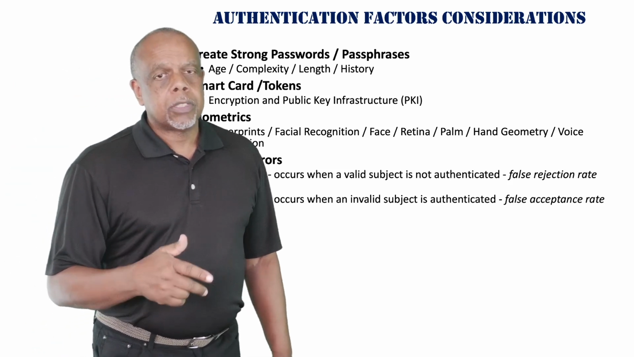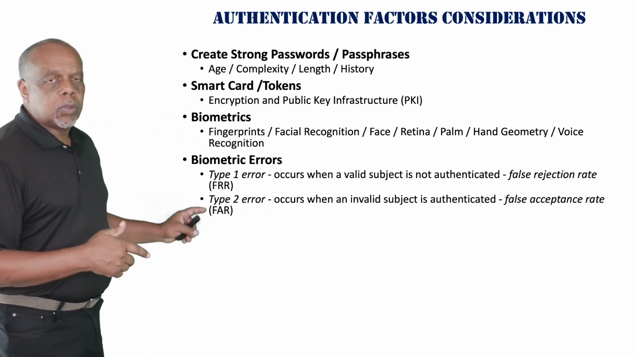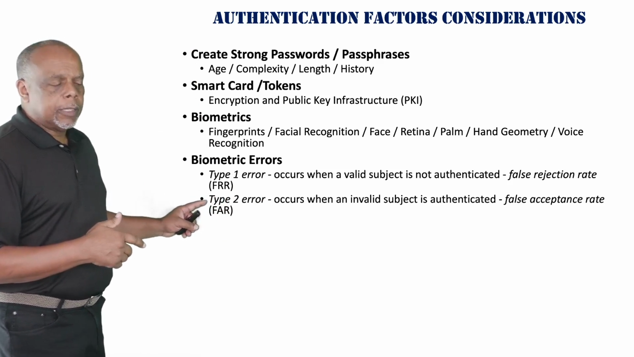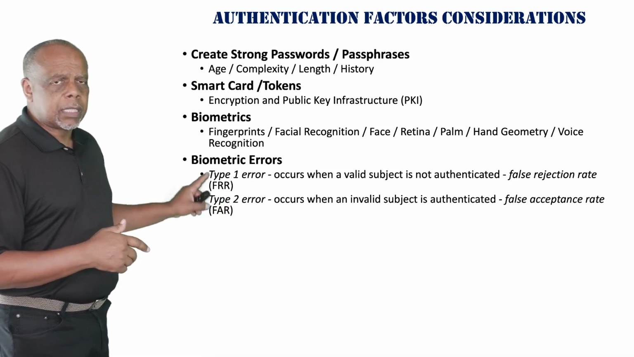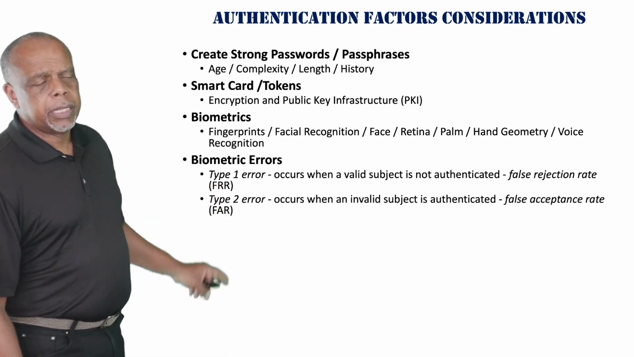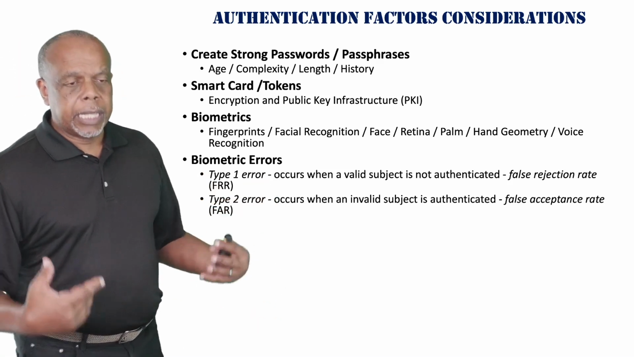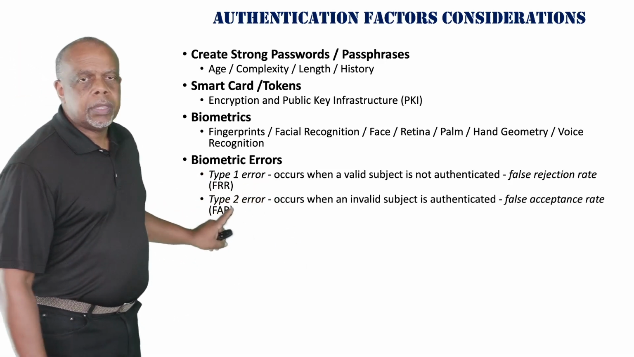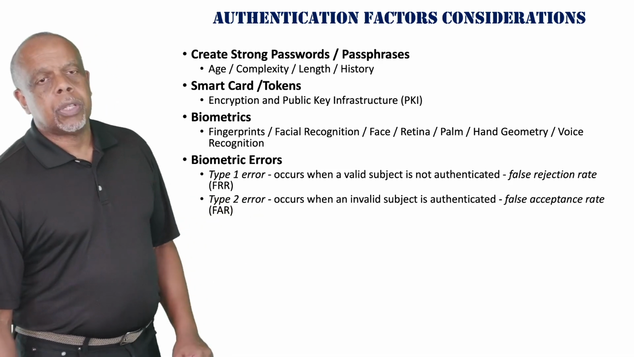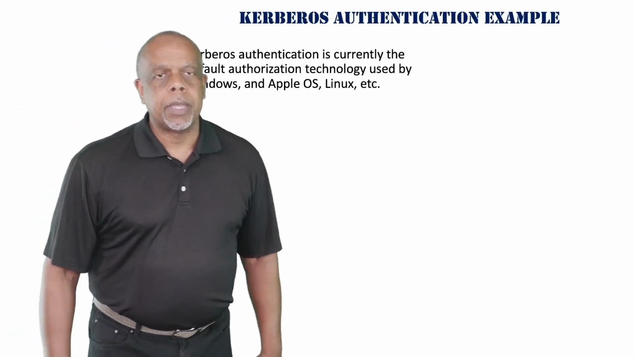Type 2 error, that's when an invalid subject is authenticated, meaning that I am trying to spoof this system and it lets me in. So the type 2 error is the one that we really want to be sure we protect against. A type 1 error is an irritant, meaning that if you work in an organization and you keep getting false rejects, that is an irritant. Type 2, that is a security breach. So just something to be aware of with biometrics.